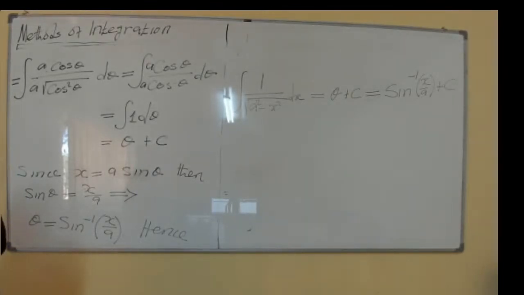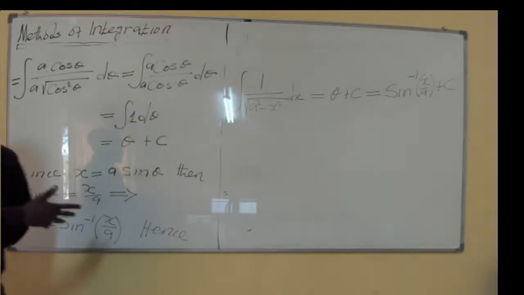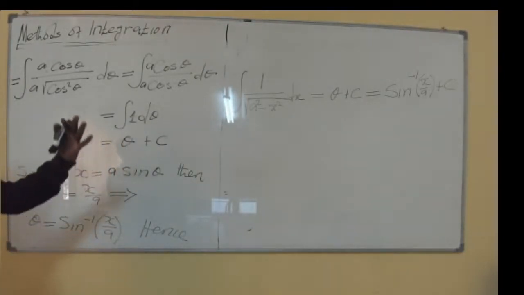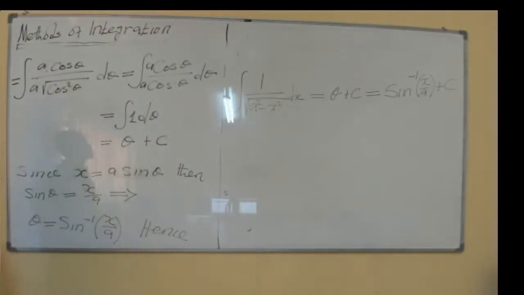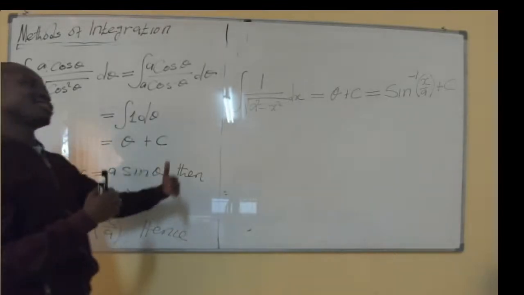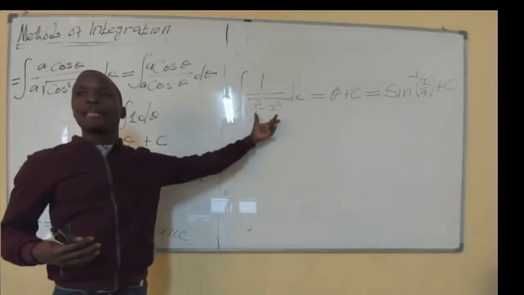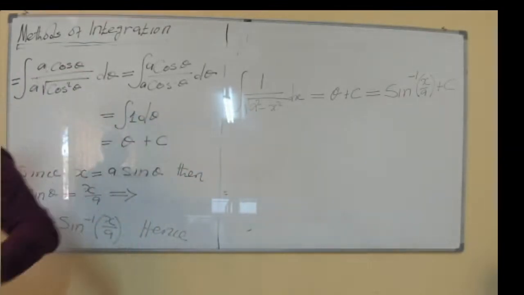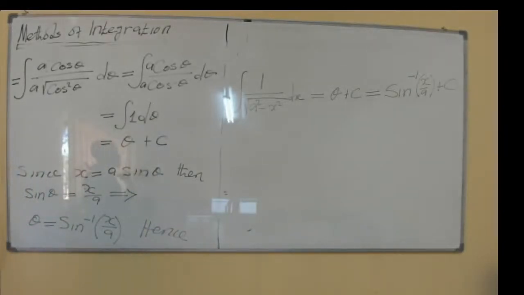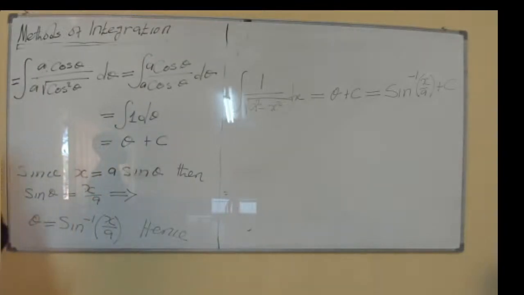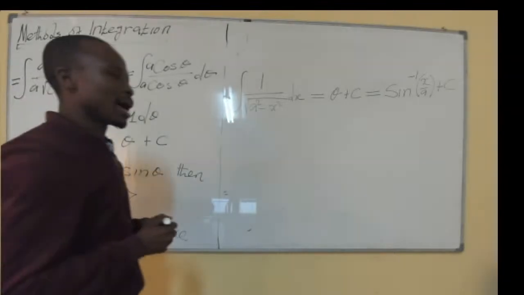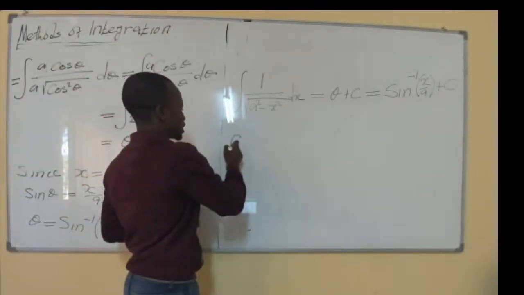So you can also make this kind of substitution with respect to cosine. You can also use the cosine function. That's not a problem. Provided the function that has been given is in this form, you can either use the cosine substitution method or the sine substitution method. The final answer that you're going to get will be the same. There will be no difference. Okay, let's look at another example.